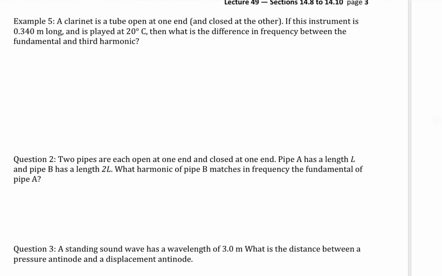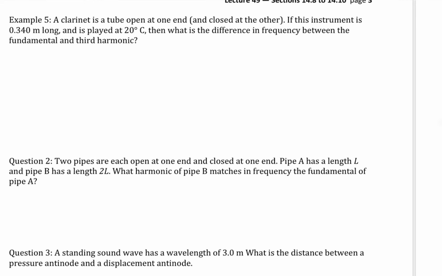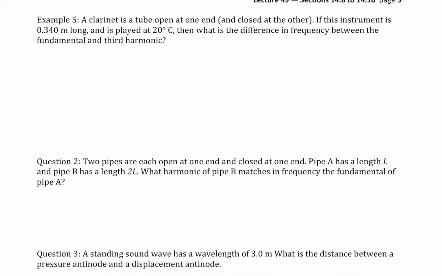Okay, so now we have a clarinet, which is a tube open at one end and closed at the other. Now we're going to tubes and moving away from strings. If this instrument is 0.34 meters long and is played at 20 degrees Celsius, then what is the difference in frequency between the fundamental and the third harmonic? Okay, all right, so we have the length. We're going to find the velocity of sound at that particular temperature. Here we're using the Celsius formula instead of the Kelvin formula, and we get a velocity of sound of 343 meters per second at 20 degrees Celsius.